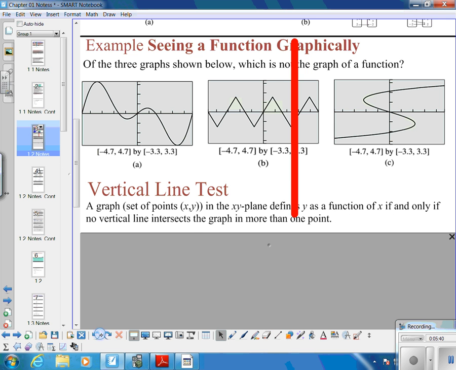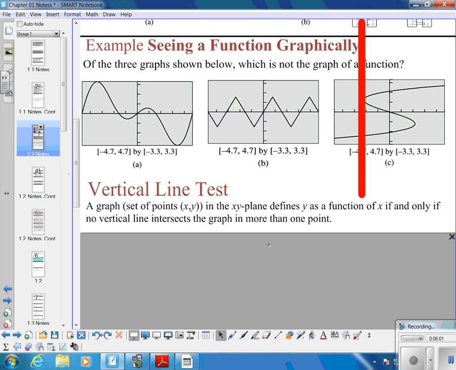As you slide it across your graph, if that line intersects the graph in more than one spot, then it's not a function. As you can see, as I slide this line across the graph shown, it always only hits at one spot. Same thing here. It's always hitting at one spot.